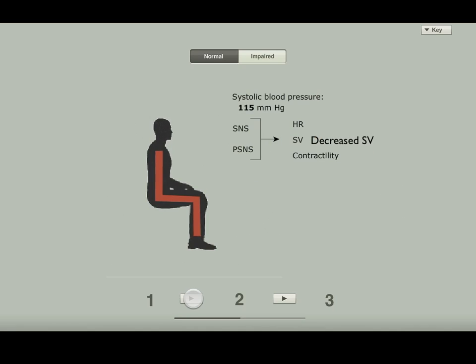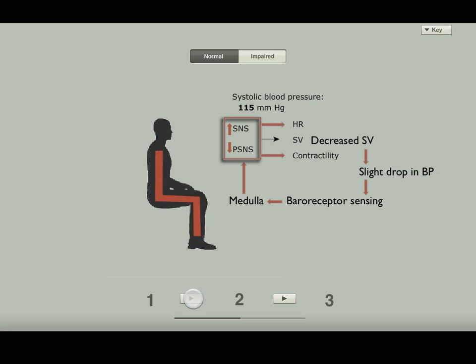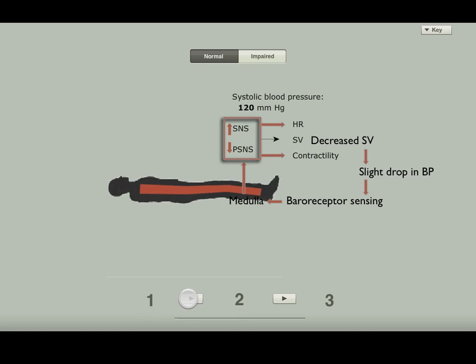Decreased SV leads to a slight temporary drop in blood pressure, which is sensed as decreased stretch on baroreceptors in the central arteries, the carotids and aorta. Neural signals, in this case decreased neural firing, from the baroreceptors are transmitted to the medulla. Based on changes in the baroreceptors firing, the medulla increases sympathetic nervous system outflow or tone and decreases parasympathetic nervous system outflow. Increased SNS activity and decreased PSNS activity lead to increases in heart rate, abbreviated HR, and contractility.